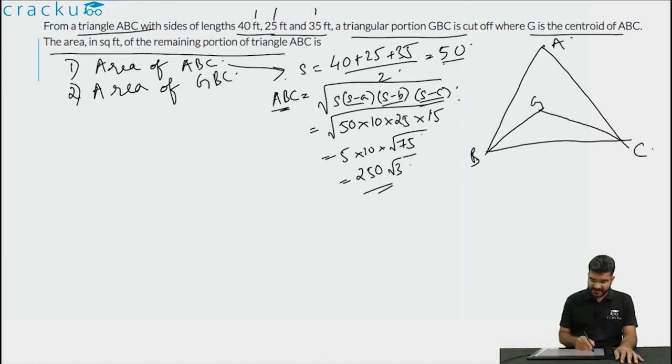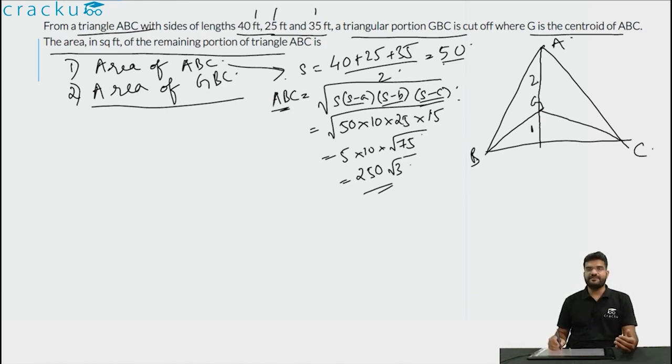Now we need to calculate the area of GBC. One thing we know about the median which passes through the centroid is that the median will be intersected in the ratio of 2:1. It will be divided in the ratio of 2:1 by the centroid.